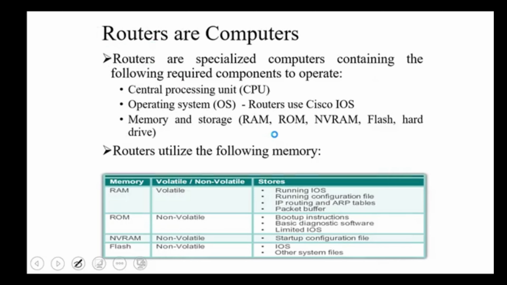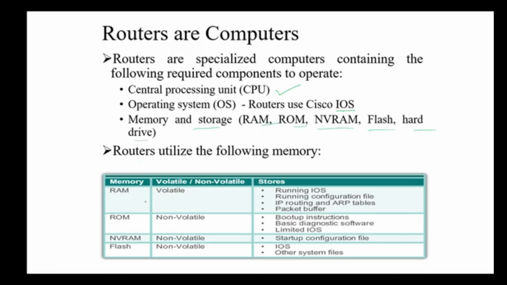Routers are computers. Here you can see they are specialized computers containing the following required components to operate. As I said, they have the CPU, the central processing unit, normally referred to as a processor. It has the operating system, like in a computer we have Windows, Linux, etc. In Cisco it is called IOS, Inter-network Operating System. It has memory as well as storage: RAM, ROM, NVRAM, flash, hard drive, etc. It has those different hardware components.